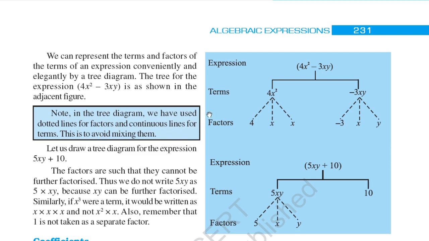You can see that they have used continuous lines for terms, and for factors they have used dotted lines. Here the expression is at the top, here is the term, and here are the factors. Similarly for the second example, 5xy plus 10. The first term is this and the second term is this, and by dotted lines they have defined the factors. Let us draw a tree diagram for the expression 5xy plus 10.